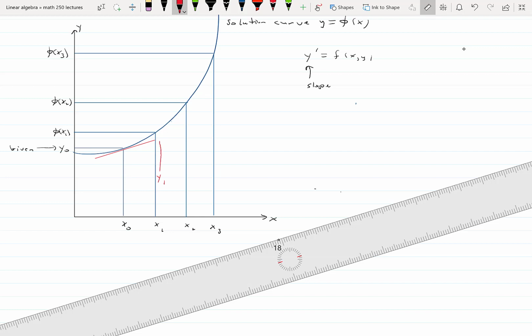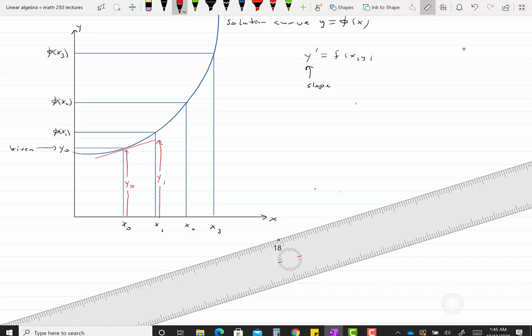It's the y value on the tangent line at x1. So I already knew y sub 0, and now I've got an estimate to phi of x1, which is going to be y1. And it's going to be off by a little bit. Let me draw a little chart to keep an eye on my approximation.